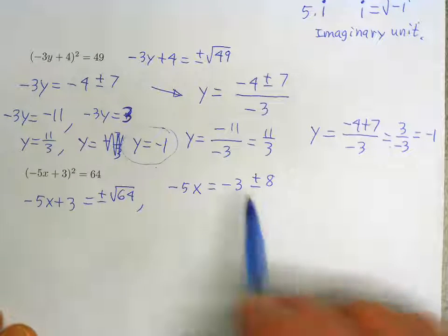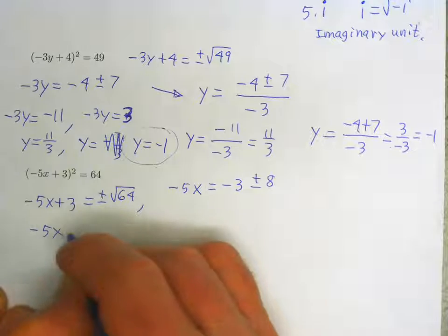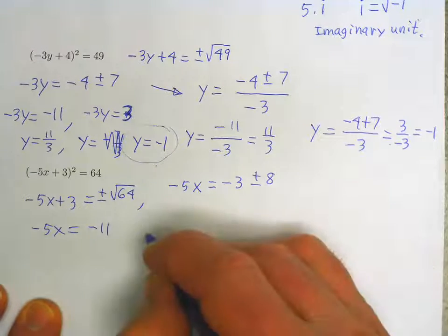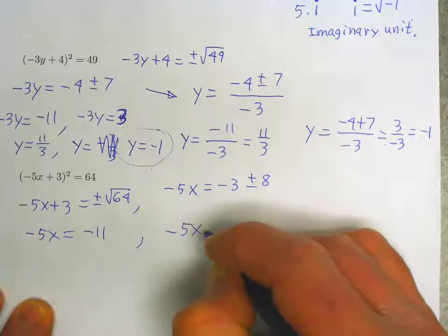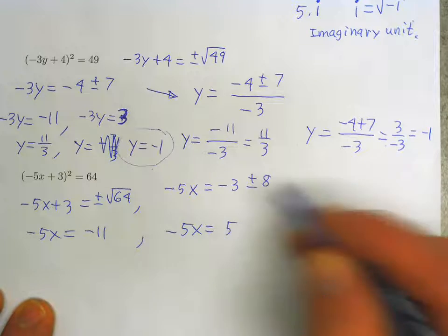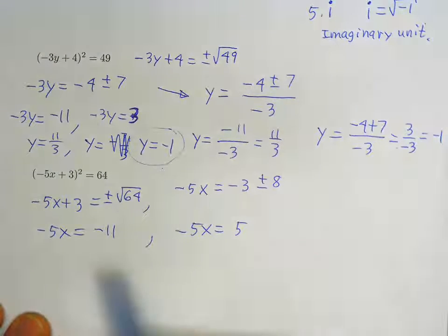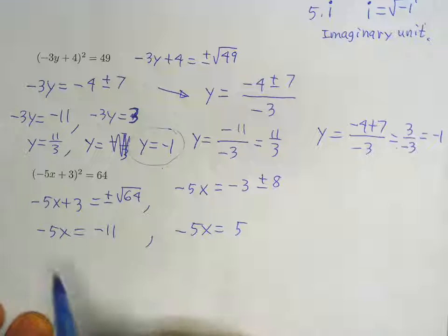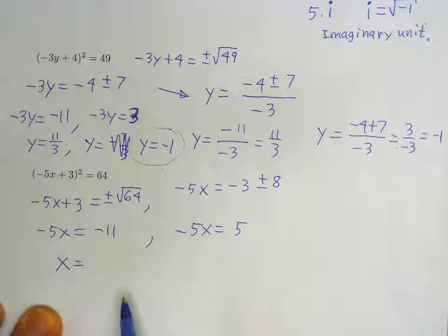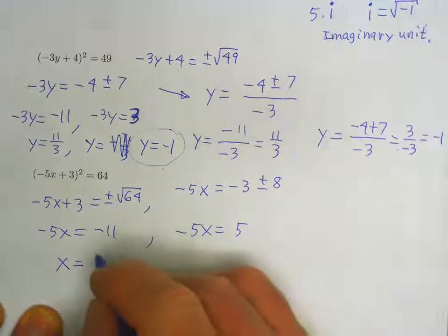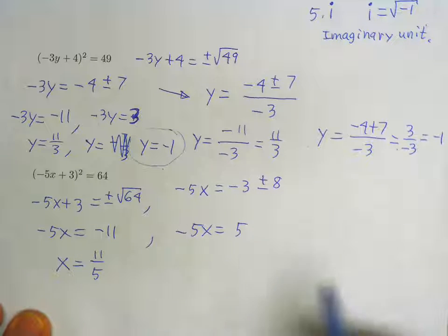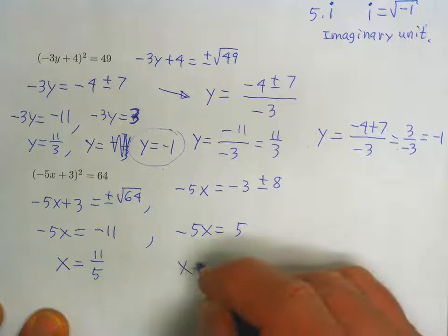And then I'm going to write -5x equals -3 minus 8, which is -11. And the other one, -5x equals -3 plus 8, which is +5. And then in each of those, divide by -5 on both sides. So divide both sides of this by -5. -11 divided by -5 is +11/5. And then divide both sides of this by -5, we get x equals -1.